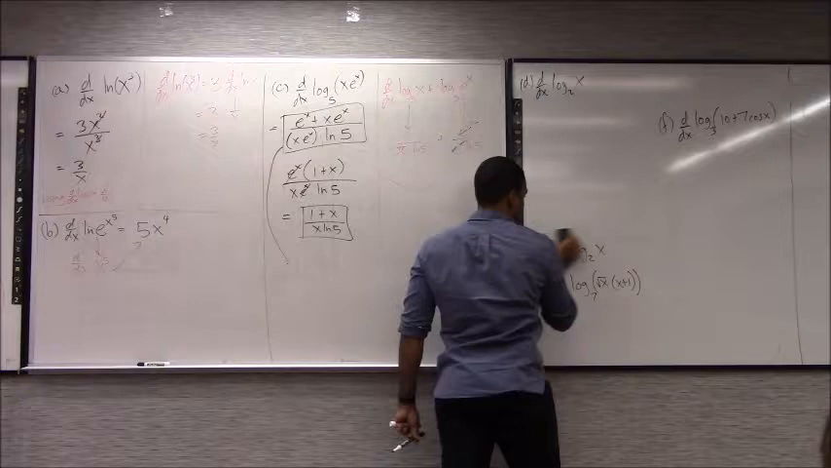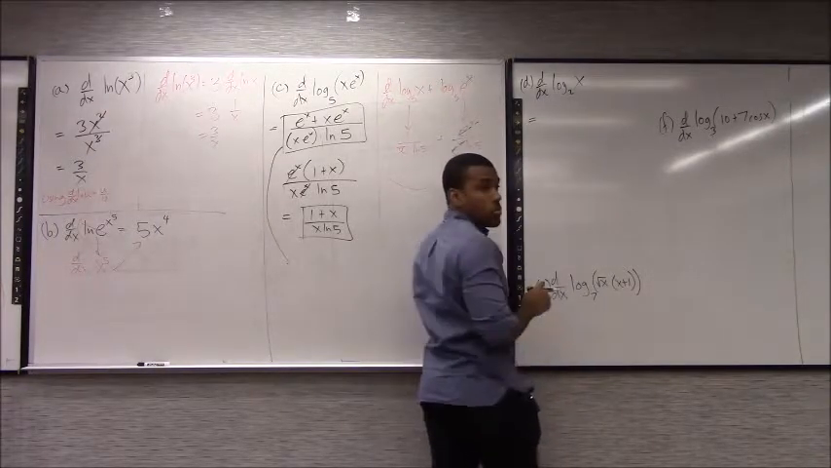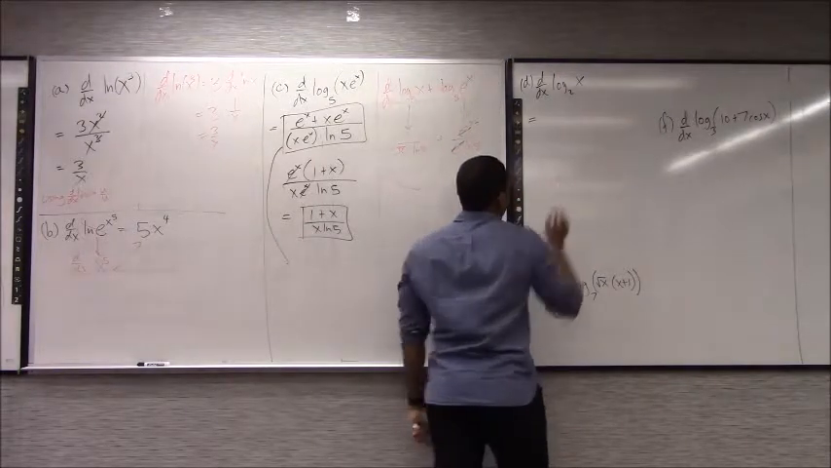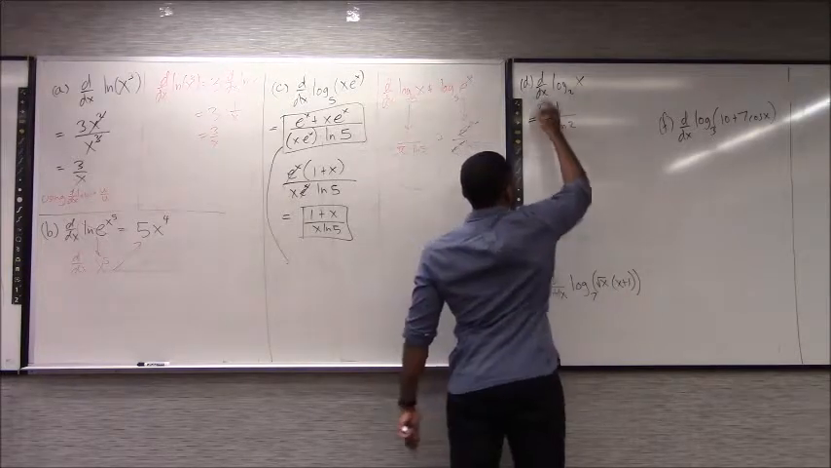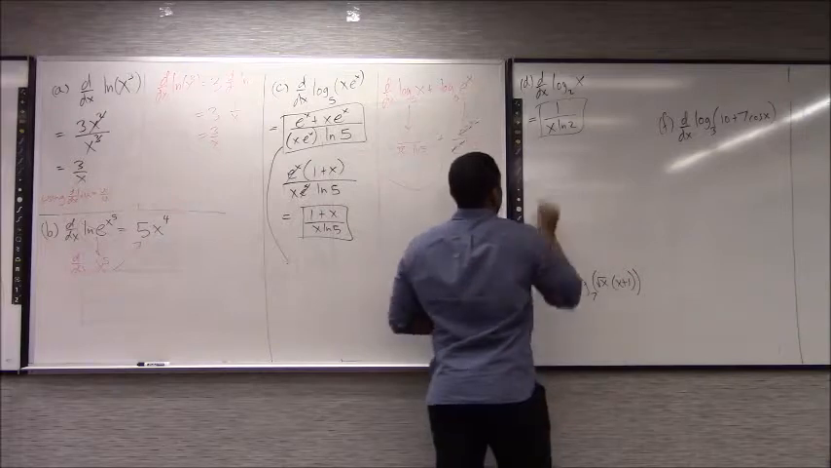Differentiate log to the base 2 of x. Yeah? 1 over x ln 2. Direct application of the simplest formula for the log to the base 2. Okay, move on to E.